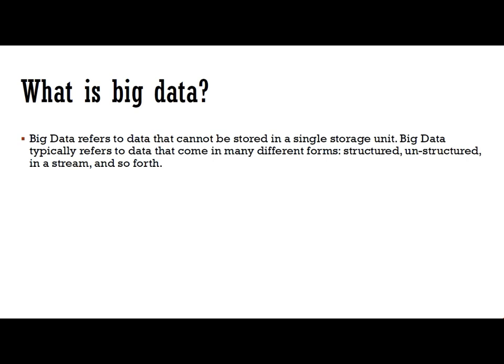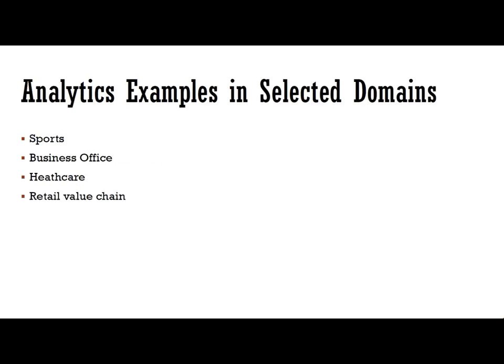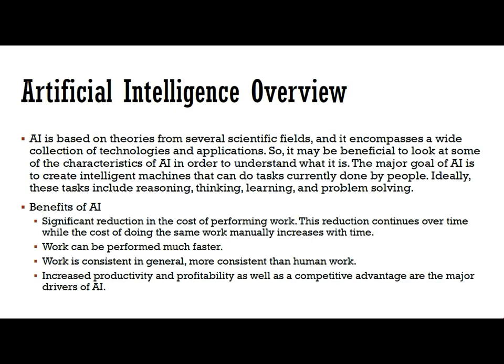I talked a little bit about big data. Big data refers to data that cannot be stored in a single storage unit. Big data typically refers to data that comes in many different forms: structured, unstructured, streams, and so forth. Analytics examples are selected domains: sports, business, healthcare, and related. If you just think of all the different areas and how all this goes, even think of the Olympics as we start looking at all the data that's being generated.